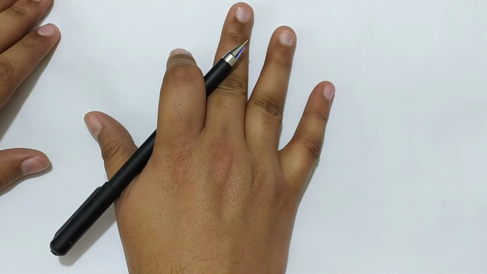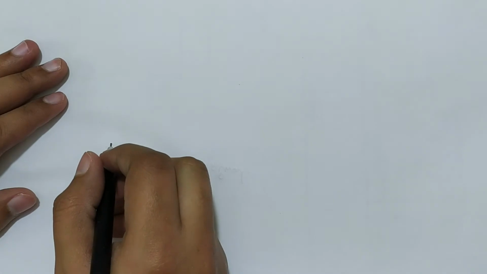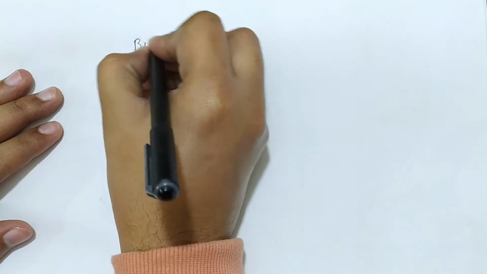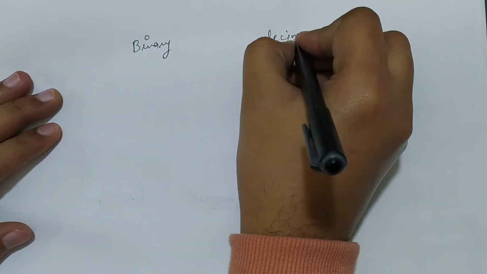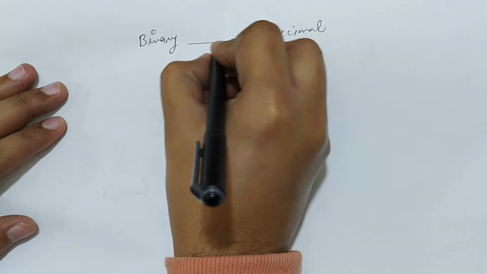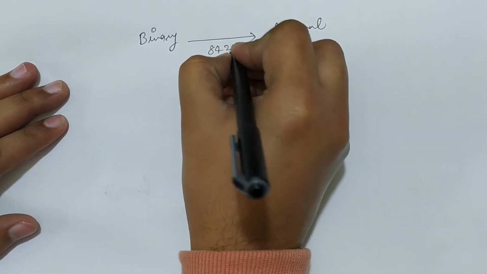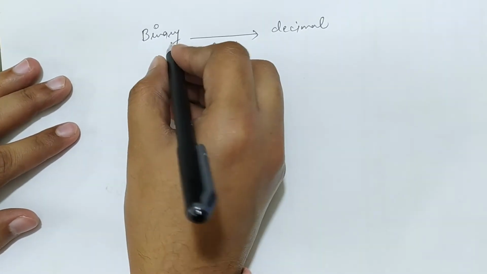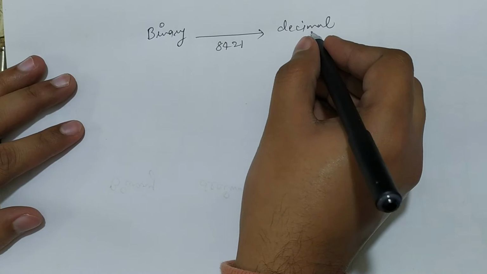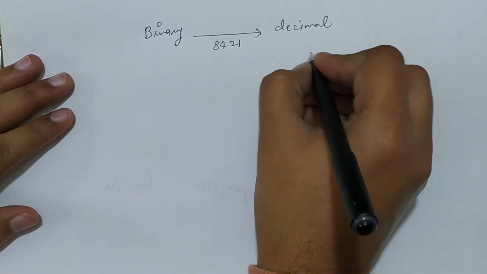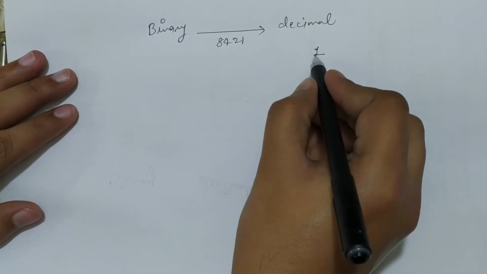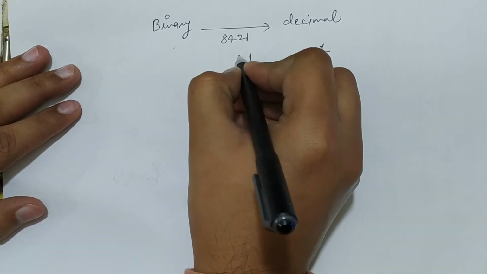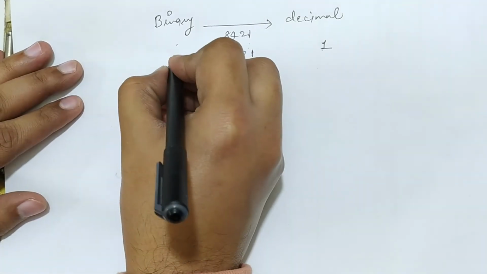So now I'm going to show you how you can actually convert binary into decimal using the 8421 code. Let us suppose that we have binary here and decimal here. Let us suppose I have decimal 1. For 1 we will write the binary as 1 and then all zeros. Then the binary will be 1.